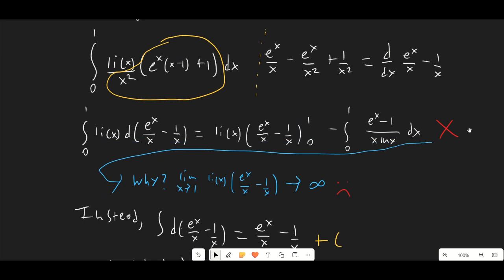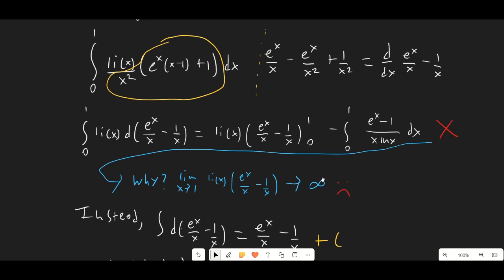However, this actually does not work. And why, you may ask? Well, the reason for this is if we take the limit as x goes to 1 of this function right here, Li(x) times (e^x over x minus 1 over x), it actually goes to infinity. So that means we can't evaluate this first part of the integral. And also, since we know that this is going to go to infinity, we know that this will also go to infinity because the original integral was finite. So this is a pretty serious problem.